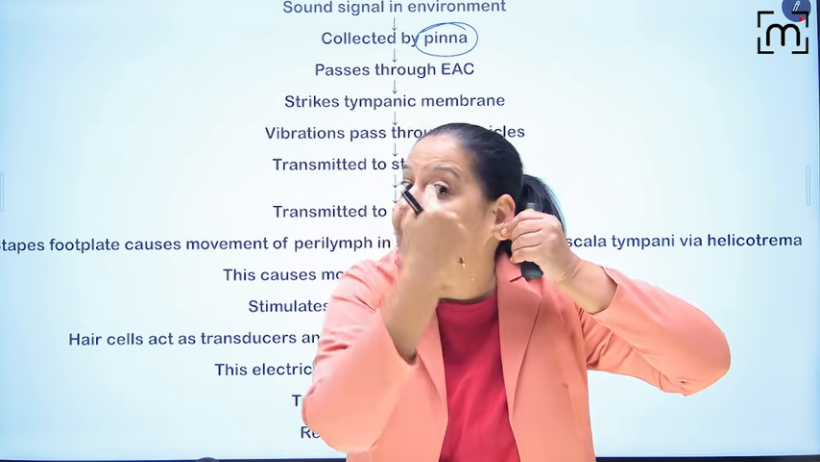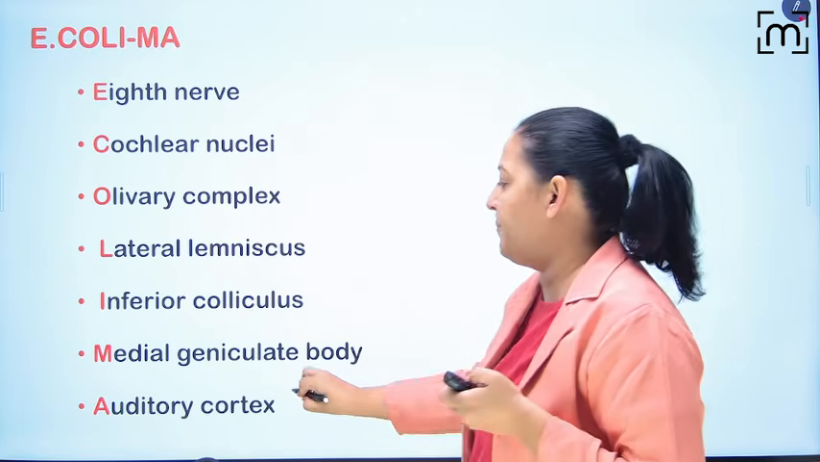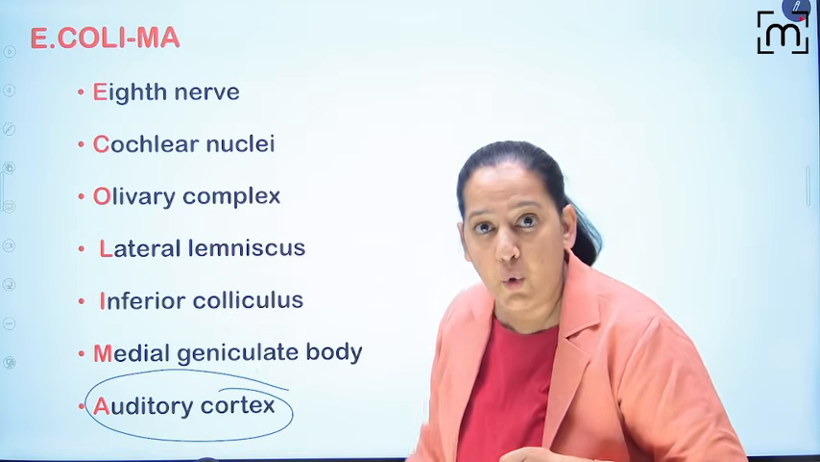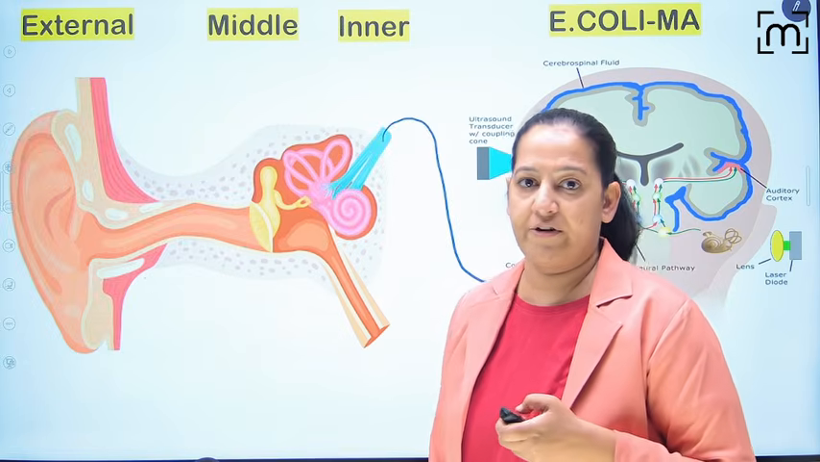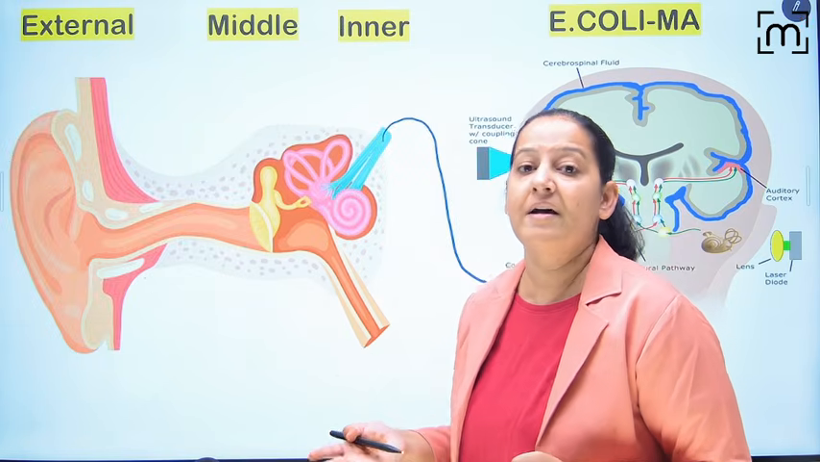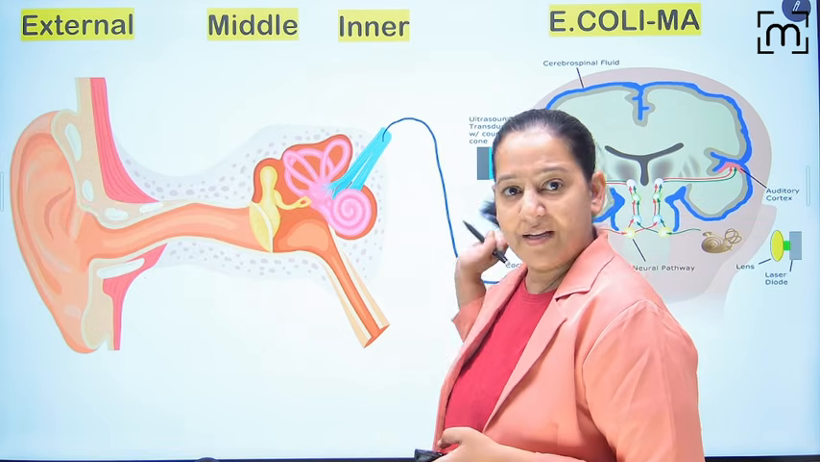What is the route inside? The starting point is the pinna, and the end point is the auditory cortex. So see the complete route, starting from the pinna till the auditory cortex. We have seen that yesterday. I'm not teaching you, I'm just telling you so that we can continue with the test. Okay, I will start with the test now. So you can see this is the complete route.